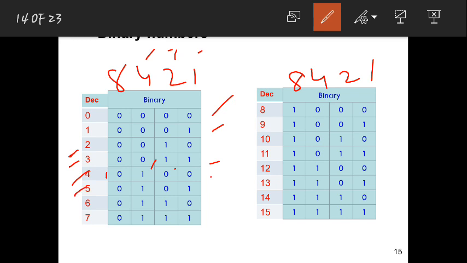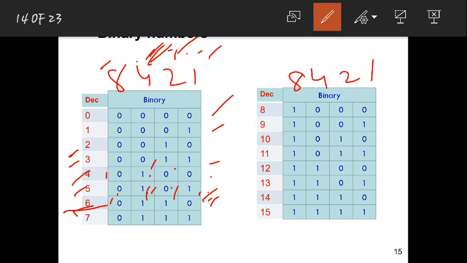Next, 5. Whenever you are writing 5, there is no 5 here. So when you do not have 5, just add 4 plus 1, you will get 5. So at the place of 4 you will write 1, and at the place of 1 you will write 1. That means 4 plus 1 will become 5, and the remaining two will be zeros. Next, 6. There is no 6 as well. If you add 4 and 2 you will get 6. So at the place of 4 and the place of 2 you write 1 and 1, and the remaining will be 0. Is that fine? This will form decimal number 6. 7, there is no 7 here.